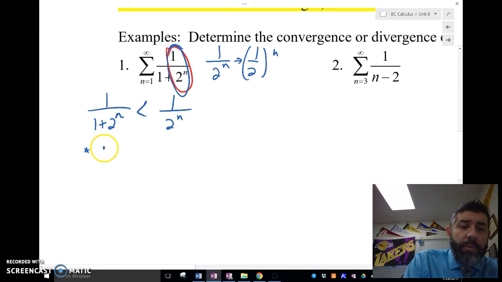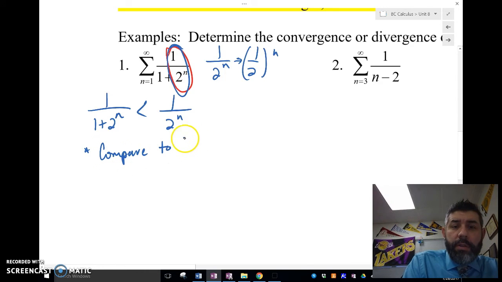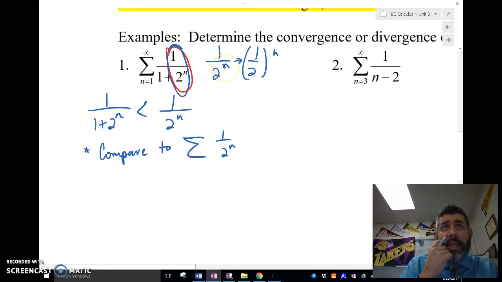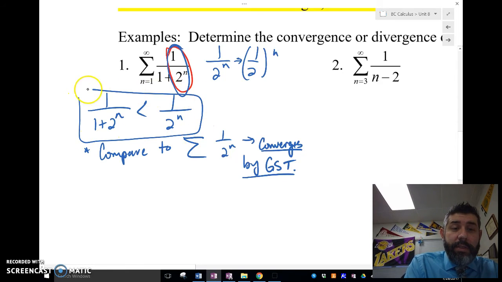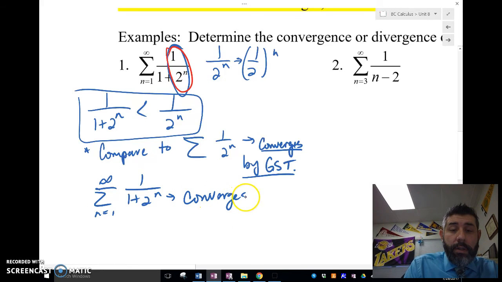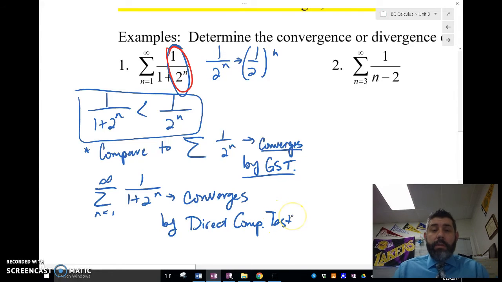So here's what we're going to do. We're going to compare to the series of 1 over 2 to the n, because that's what we're comparing to. And we know that this one converges by the geometric series test. So, since this converges, and since our term is smaller than the one we're comparing it to, we know that our series also converges by the direct comparison test. All right? So we have to think about a series that we know, and can easily determine using some other test, and then we can use the direct comparison test.